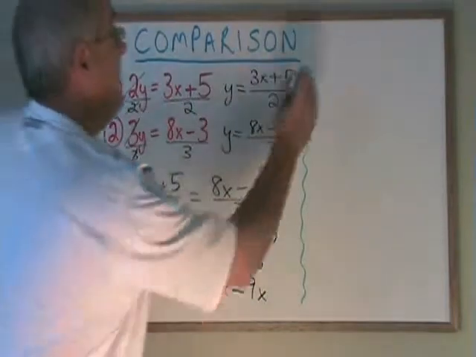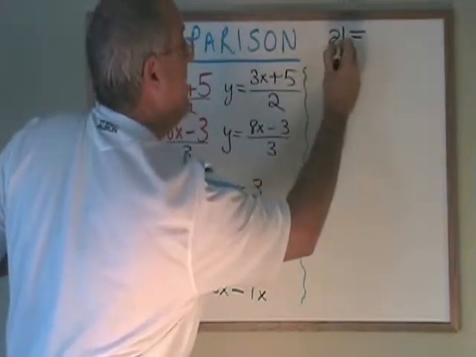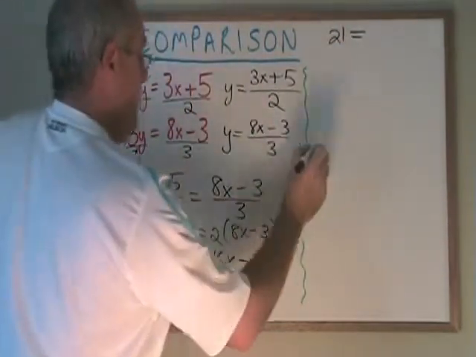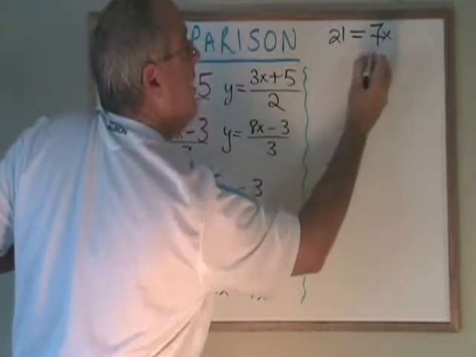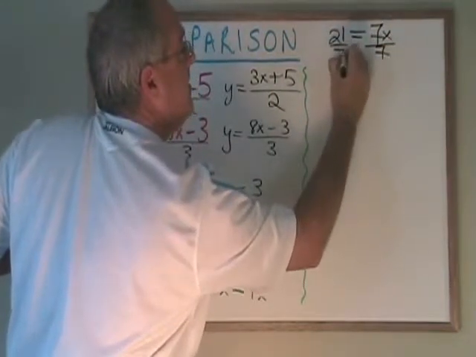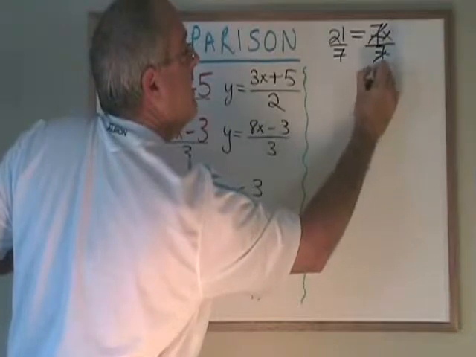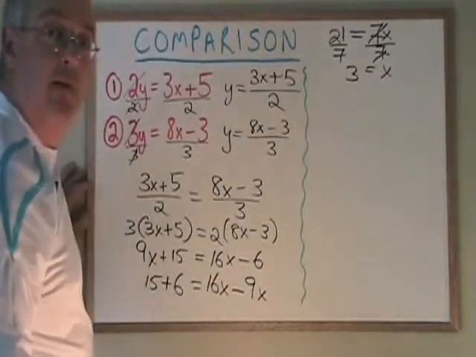I end up with 21 equals 7x. Dividing both sides by 7, x is equal to 3. I have half of my answer.